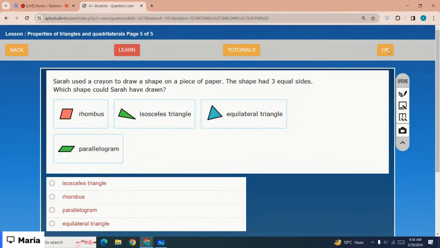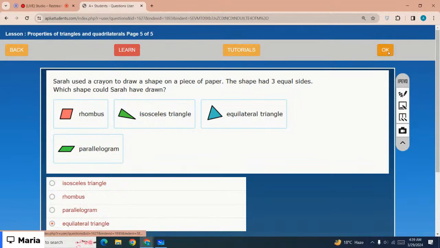The correct option is equal sides, then that must be an equilateral triangle, right? The correct option is equilateral.